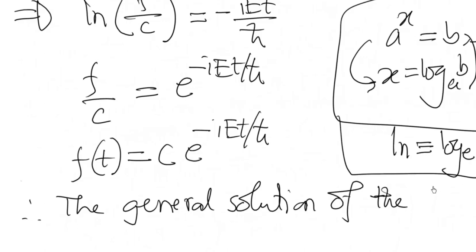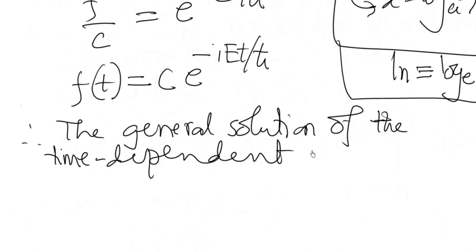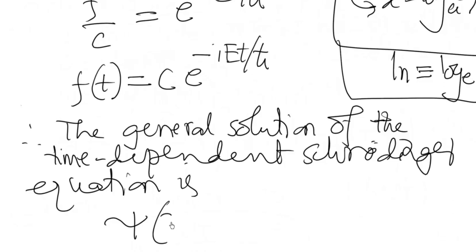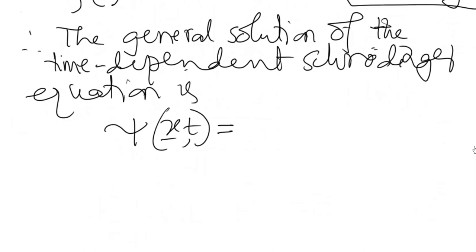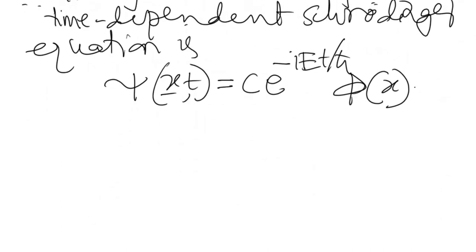of the time dependent Schrodinger equation is, that is psi, function of position x and time t, and it is phi into f. So psi is c e to the power minus iEt by h cut into phi. This is the general solution of the time dependent Schrodinger equation.